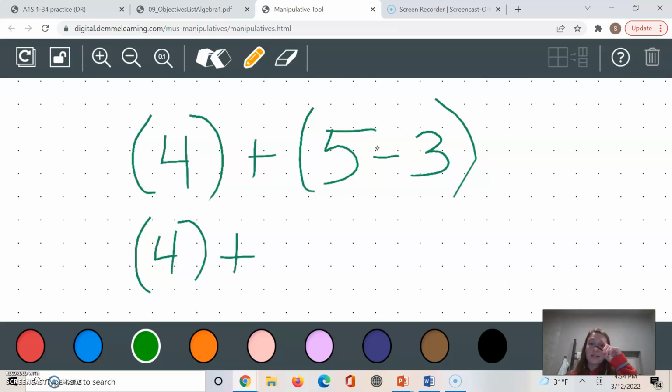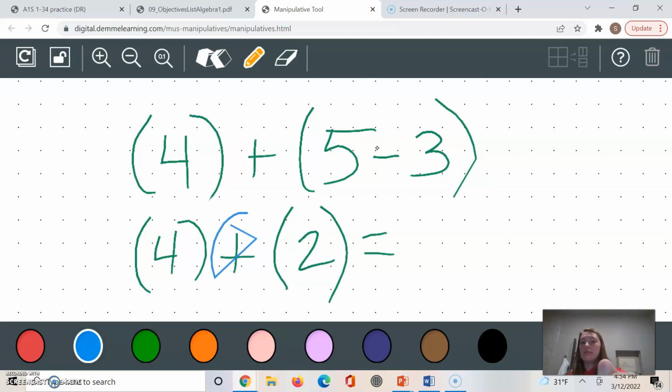So for this case, 5 minus 3 is what? Say it with me, 2. So that would be the 2 that we got from our parentheses. Now because there's no exponents, no multiplication, no division, but there is addition, we would next add the 4 and then add the 2, which would give us the value of 6. So our answer in this case would be 6.